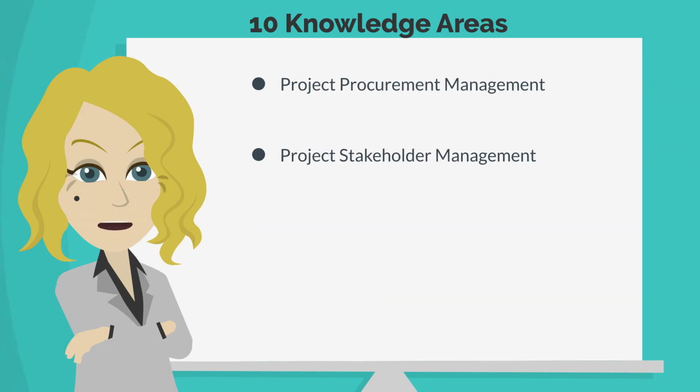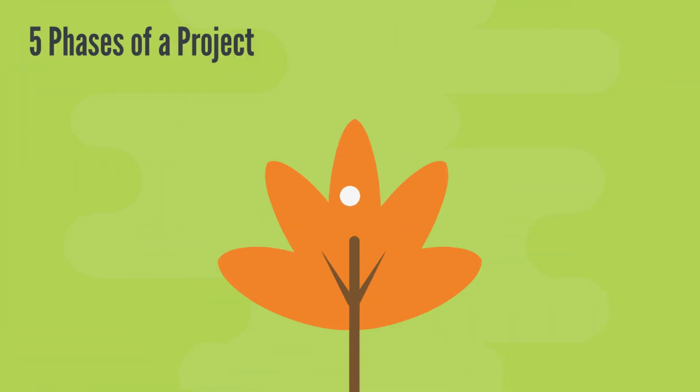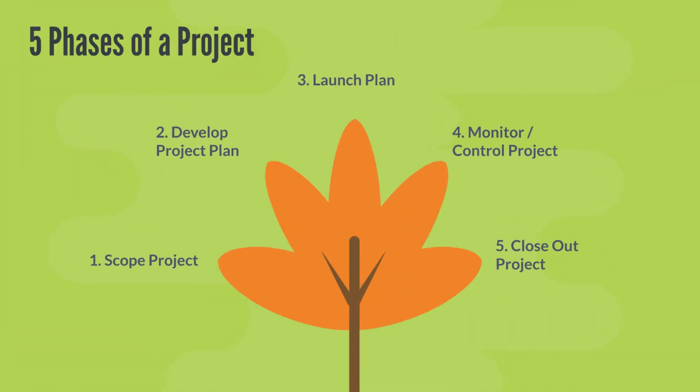Project procurement management includes processes involved with purchasing goods or services from vendors, contractors, suppliers, and others outside the project team. Finally, project stakeholder management ensures that information is distributed and shared with stakeholders, management, and project members at appropriate times. There are 5 phases of project management.